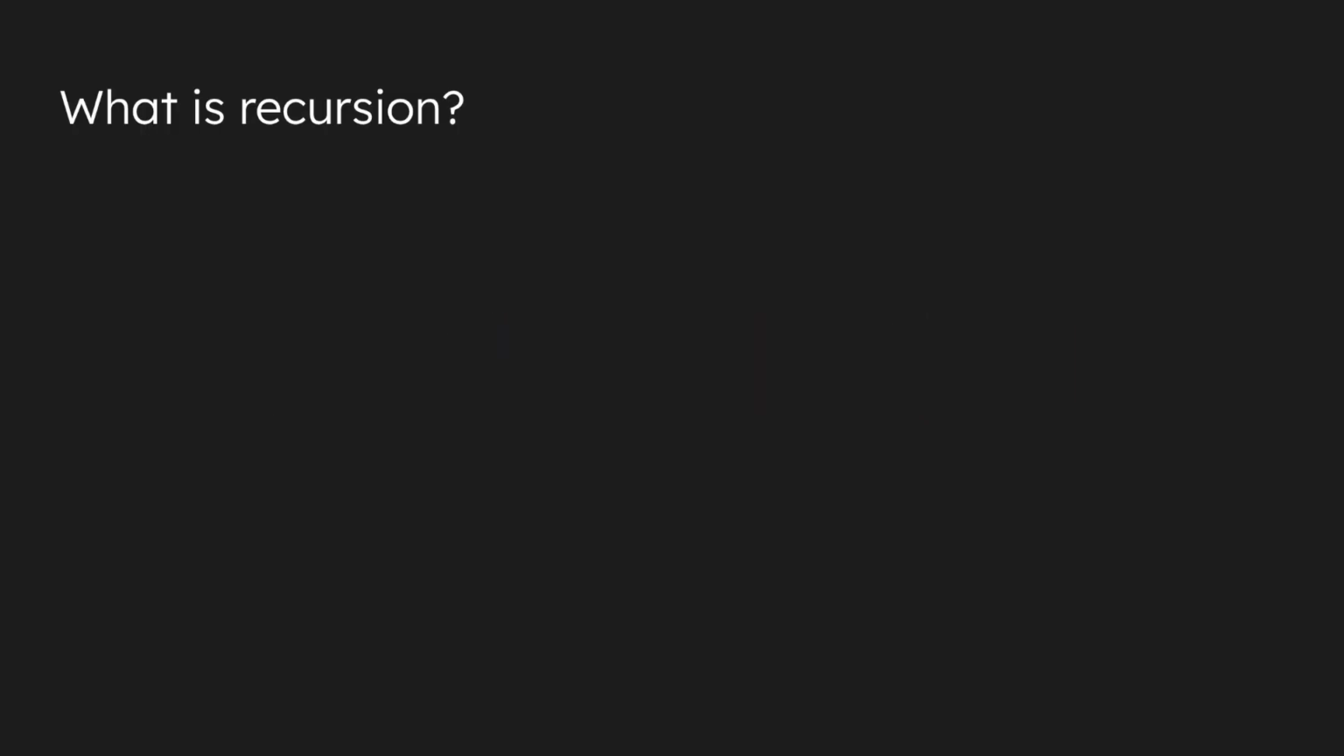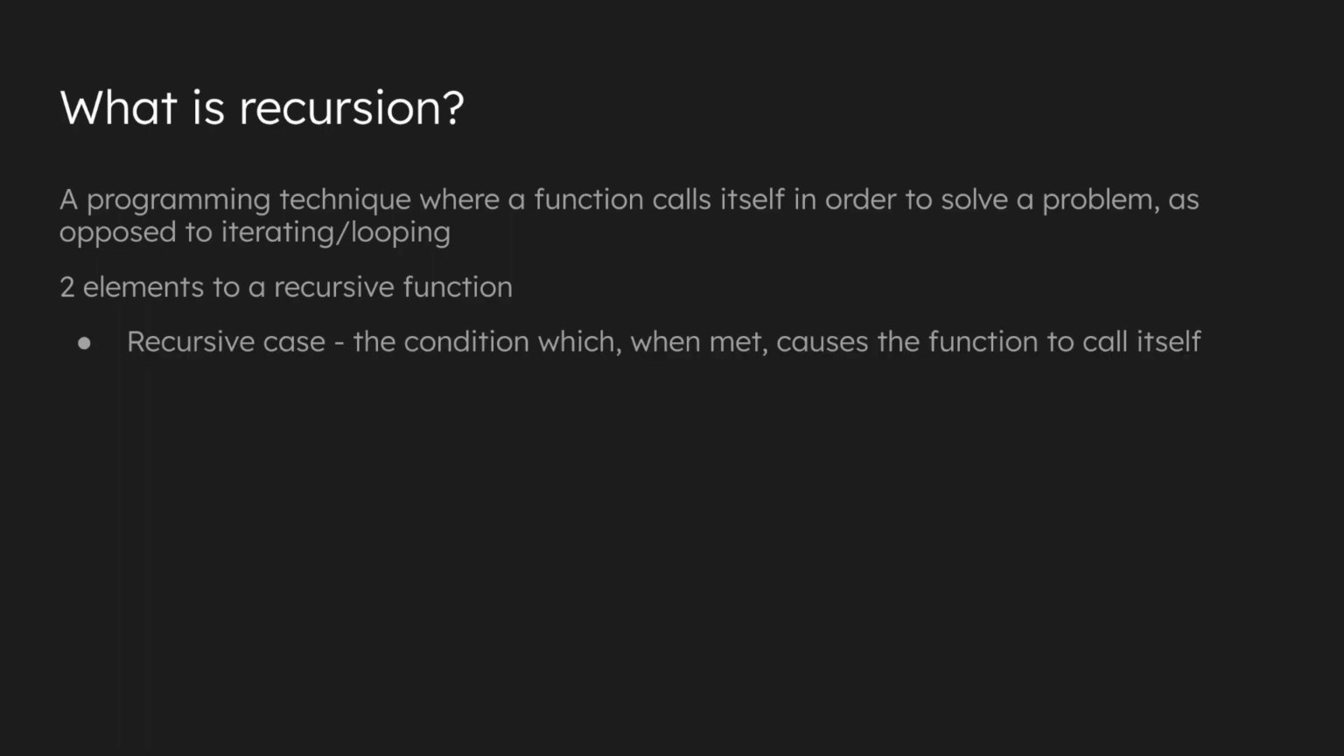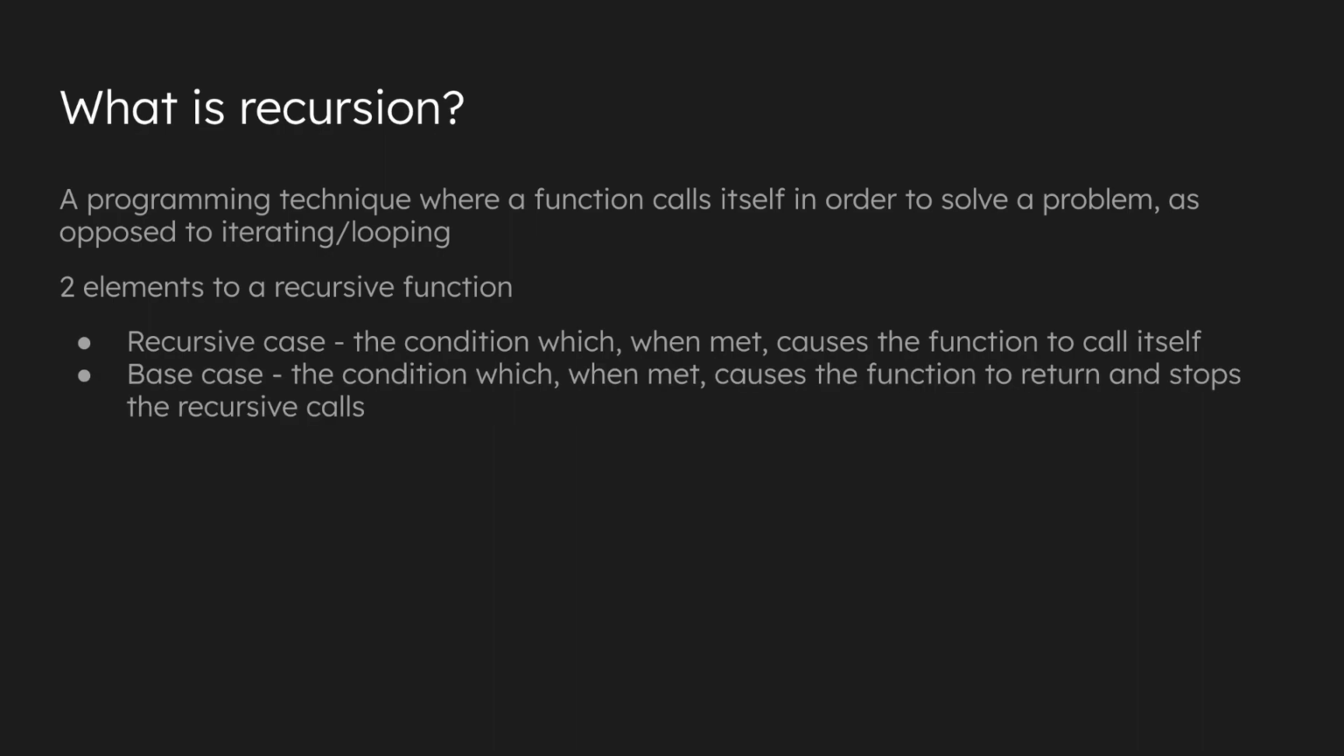All right, so what is recursion? Recursion is a programming technique where a function calls itself in order to solve a problem, as opposed to iterating or looping. There are two elements to a recursive function. First is the recursive case, which is the condition which, when it's met, causes the function to call itself. And then there's the base case, which is the condition that causes the function to return and stop the recursive calls.